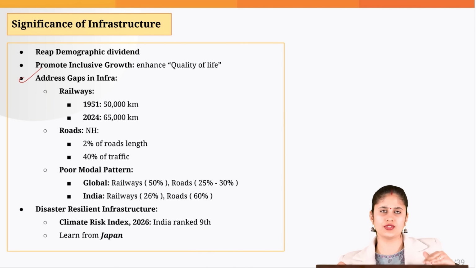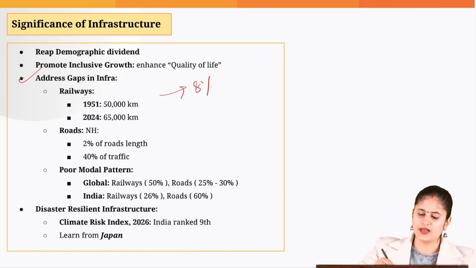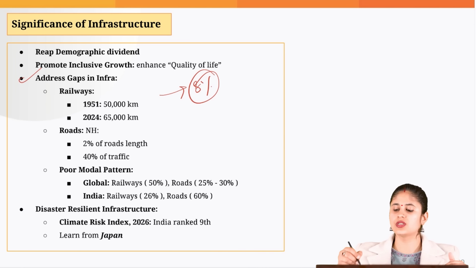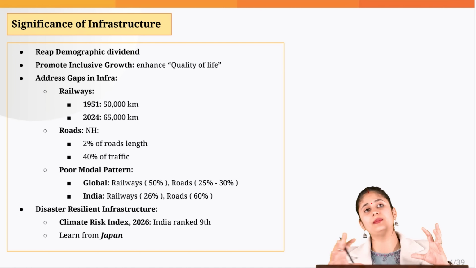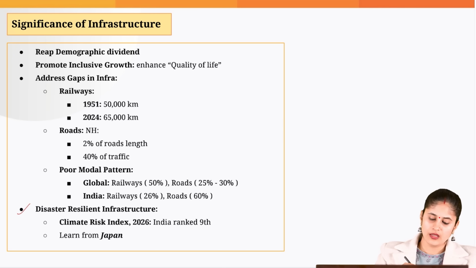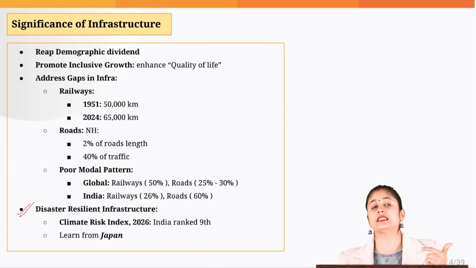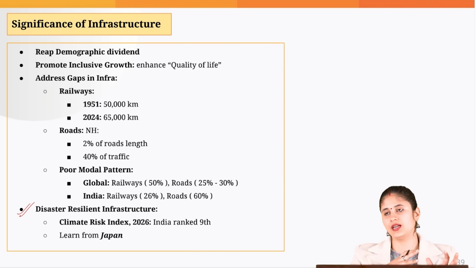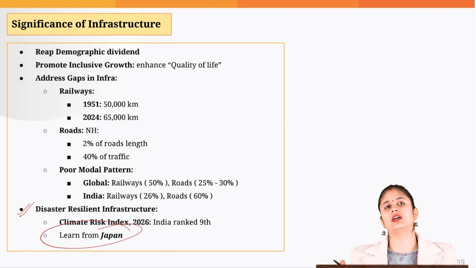So, in order to reduce the logistics cost further, although according to the current data available, it has reached around 8% of the GDP approximately, it can be reduced further. Okay. When we invest in infrastructure, we can move in the direction of multimodal transportation. Then we need to create disaster resilient infrastructure, because according to the Climate Risk Index of 2026 released by Germanwatch, India is the 9th most affected country when it comes to extreme weather events. And in this respect, we should learn from Japan.